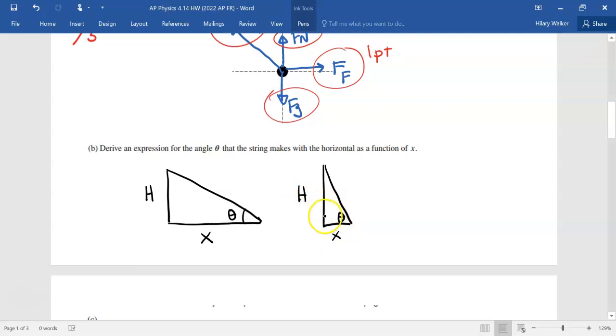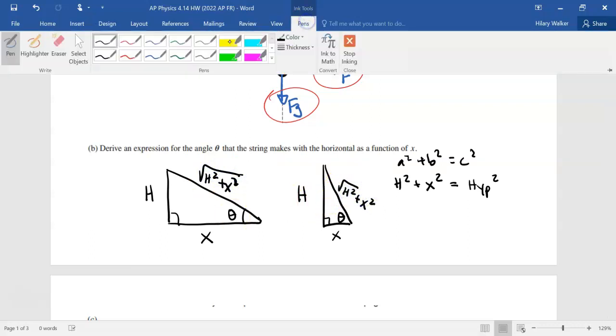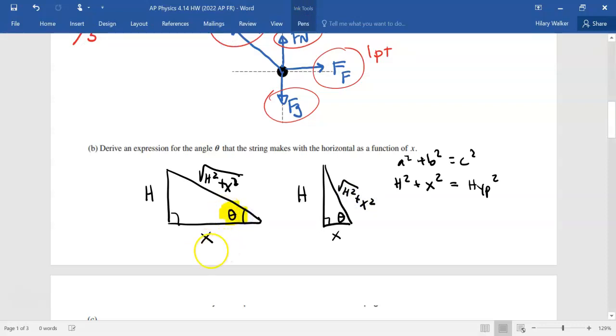If we wanted to find the hypotenuse, you can go ahead and think about what we do. Well, we could use the Pythagorean theorem, a squared plus b squared equals c squared. So h squared plus x squared equals the hypotenuse squared. So the hypotenuse will be the square root of h squared plus x squared. Great, and I'll just put that on my picture. But anyways, we want to find the angle. So we got the angle theta, we know side x, and we know side h.